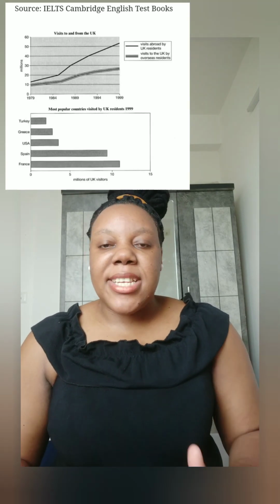Hi and welcome back. So today we are going to be discussing writing task 1, where we are going to be focusing on the different types of graphs or diagrams that are described in the writing task, which consist of bar graph, line graph, pie chart, process, map, and mixed chart. Let's start with the bar graph and the line graph.